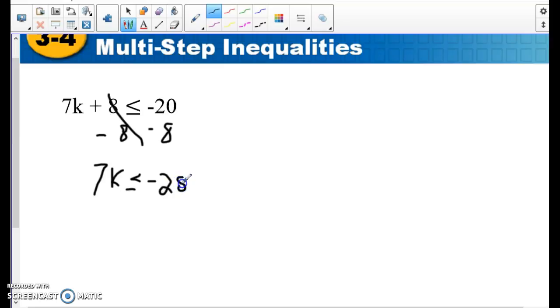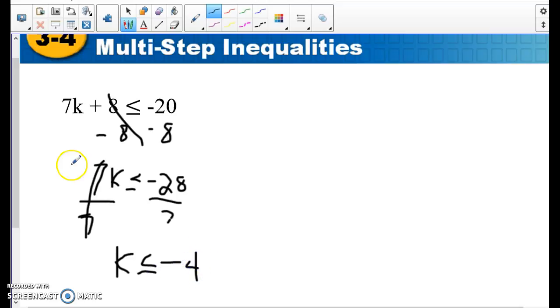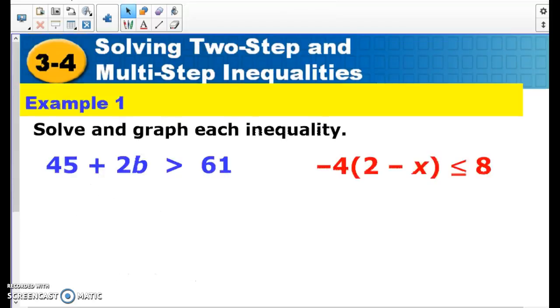So first step, subtract, just like last chapter. I'm going to divide, since it says 7 times k, divide both sides by 7. I'm dividing by a positive 7, so nothing needs to get flipped or flopped or anything. So k is less than or equal to negative 4. And then we're going to graph that just like normal. I'm not going to go through that in the video since we did this for the first 3 sections. So pretty much the same as chapter 2, except for the sign.